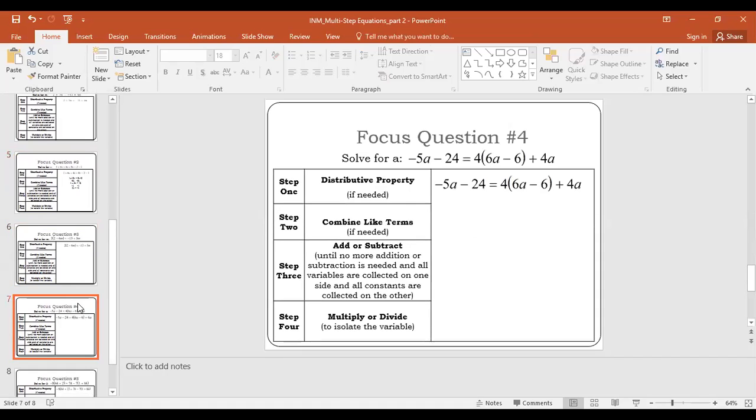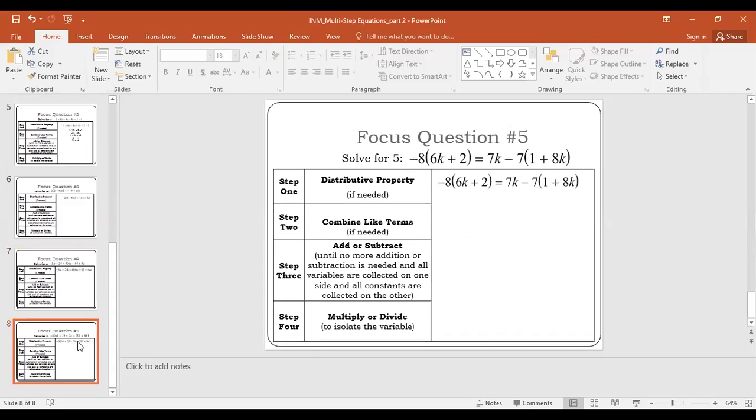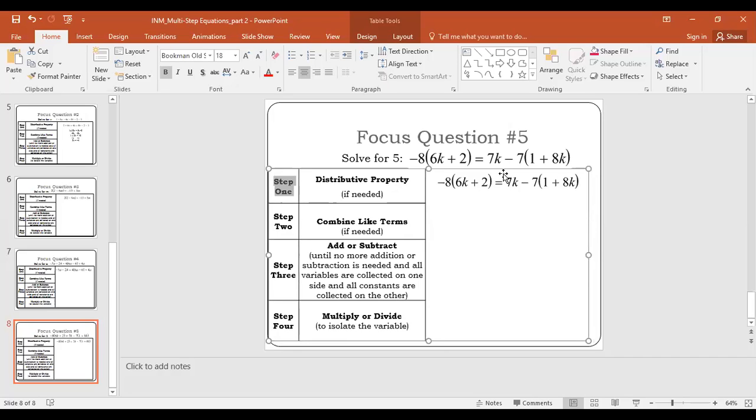Trying to see if I've got another one like one Ariana was showing me earlier. Well, this last problem, this focus question 5, looks very complicated. So what do you want to do first? Yeah, let's get rid of some of those parentheses. Can't type in here for some reason. There we go.